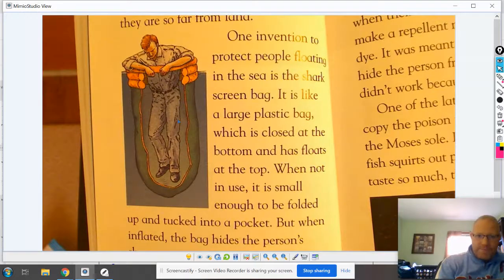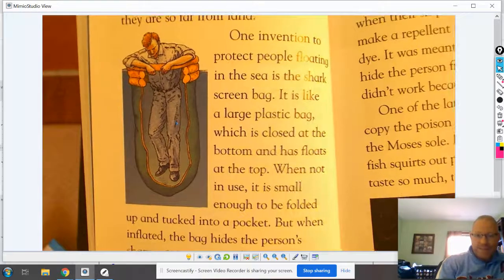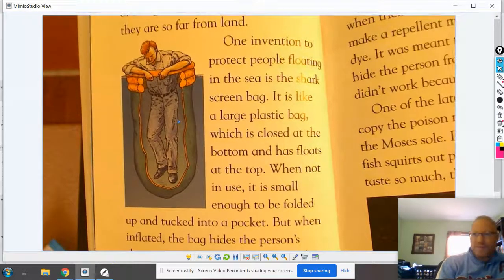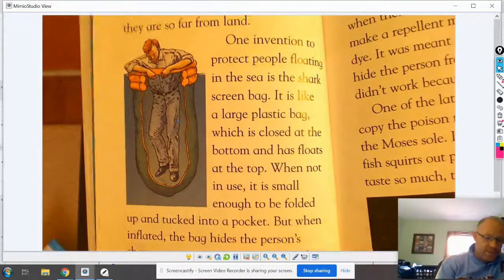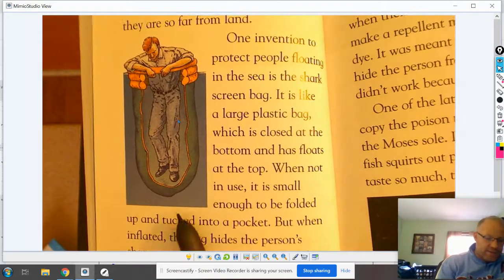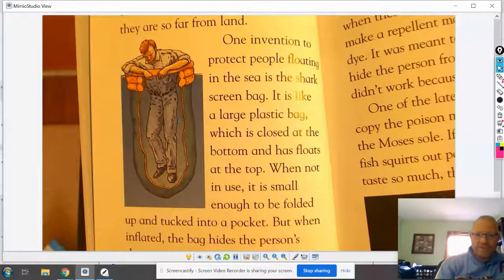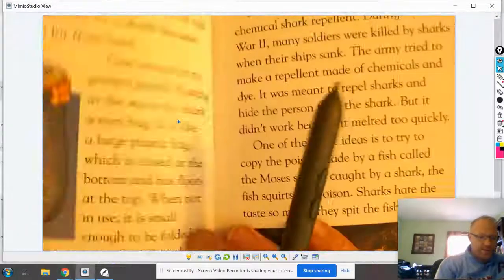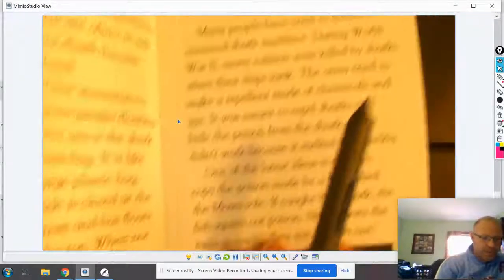Also, it would keep you from looking like a seal swimming on top of the surface. So with that, we can see that there is a chance that this would be helpful in avoiding an attack from a shark.